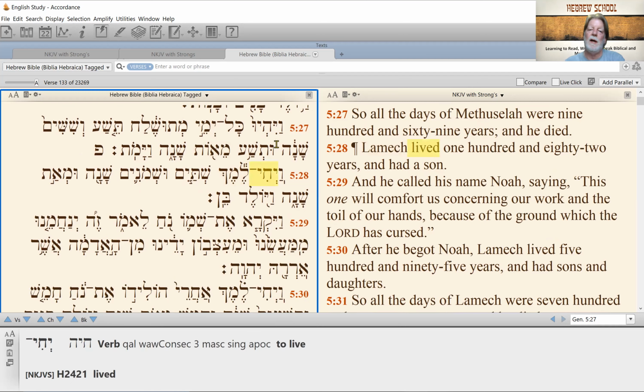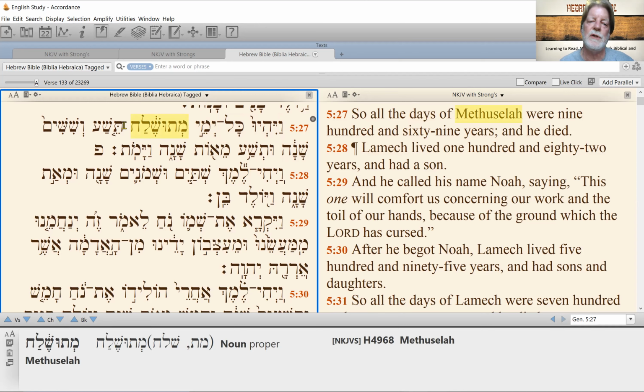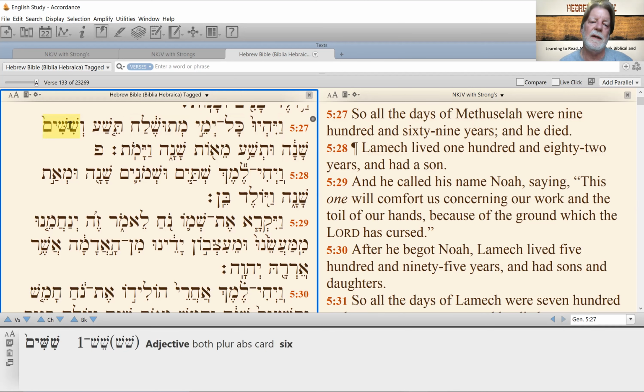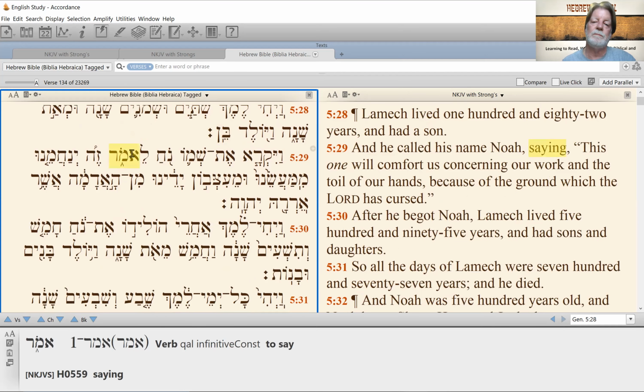Verse 27, Yihiyu, and they were called Yameh, all the days of Methuselah, Tesha, 9, Veshishim, 60, Shana, 69 years, Vatesha Me'ot Shana, and 900 years, Vayamot. So Methuselah lived to be 969 years, and I believe that's the longest lifespan that the Bible talks about. I suppose it's possible that other people lived longer, and the Bible doesn't say anything about them. But as far as recorded lifespans go, Methuselah wins the prize.